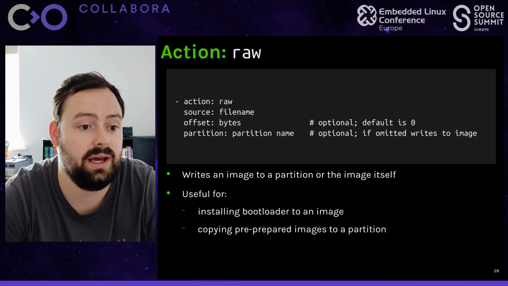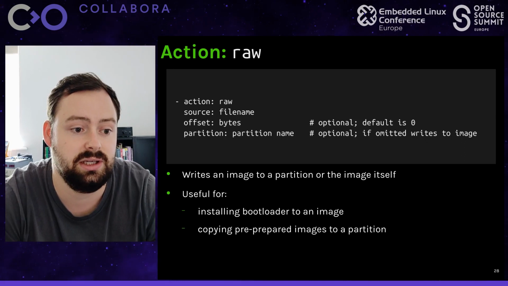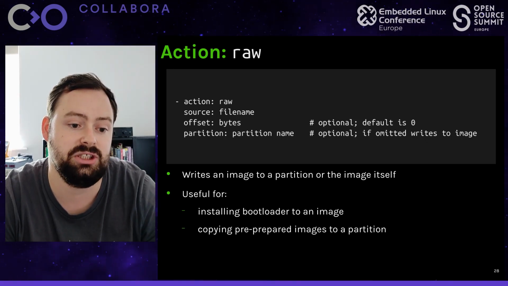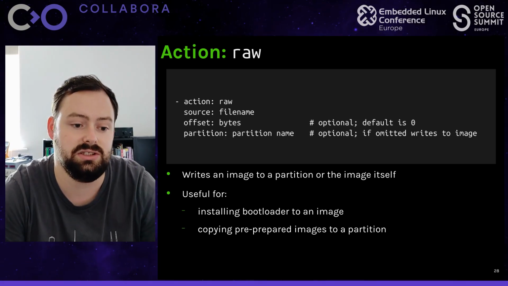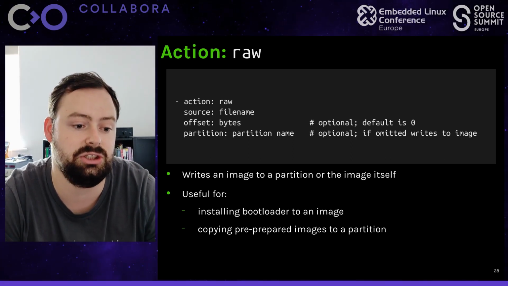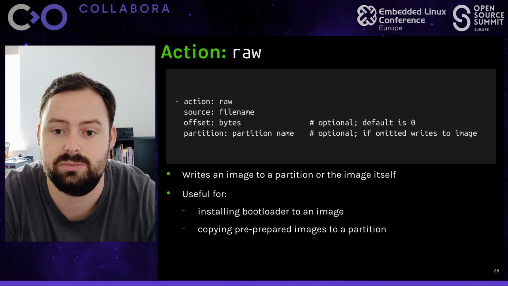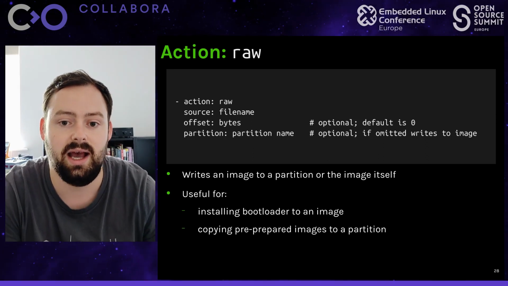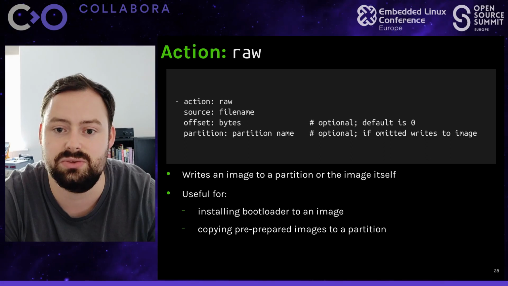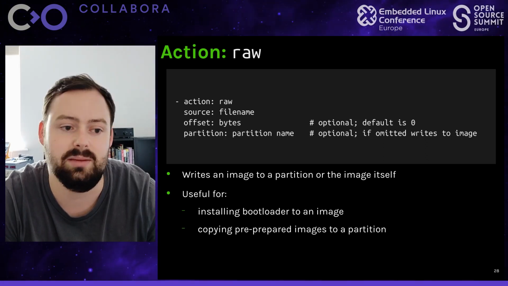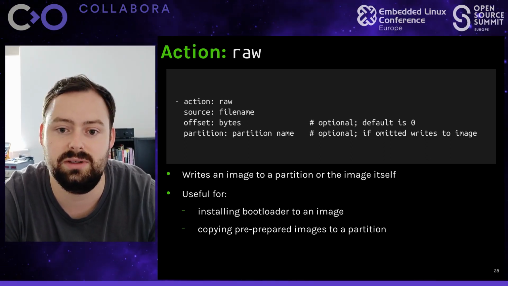We've got the raw action next, and the raw action basically writes an image to the partition or the image itself. This is used for installing bootloaders to the image or copying pre-prepared images to a partition, basically. And under the hood it just does something like dd to install the image into the partition.